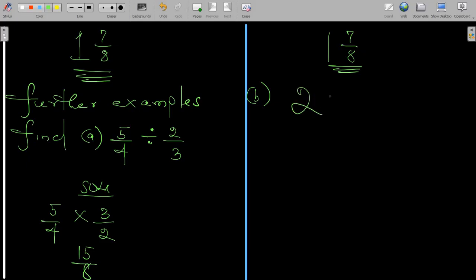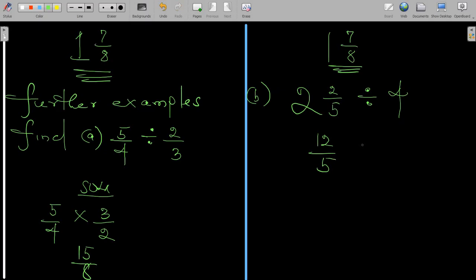If you are given 2 whole number, this is 2 over 5 to divide 4. How do we go about this? Now, very easy. So let's move on. So 5 times 2, we have it to be 10. 10 plus 2, we have it to be 12. So we have 12 over 5.